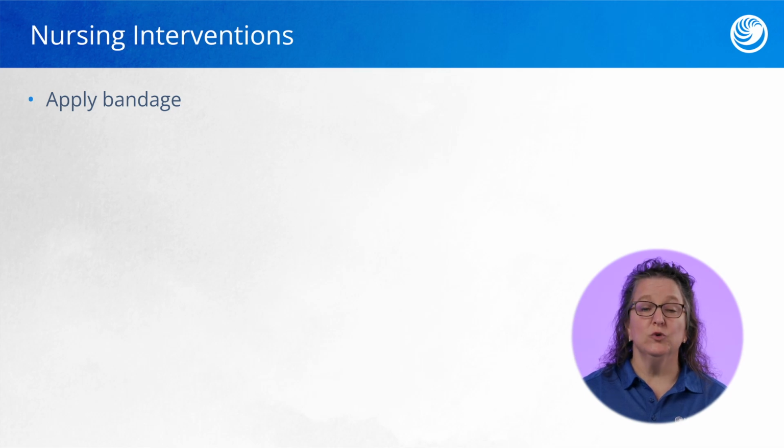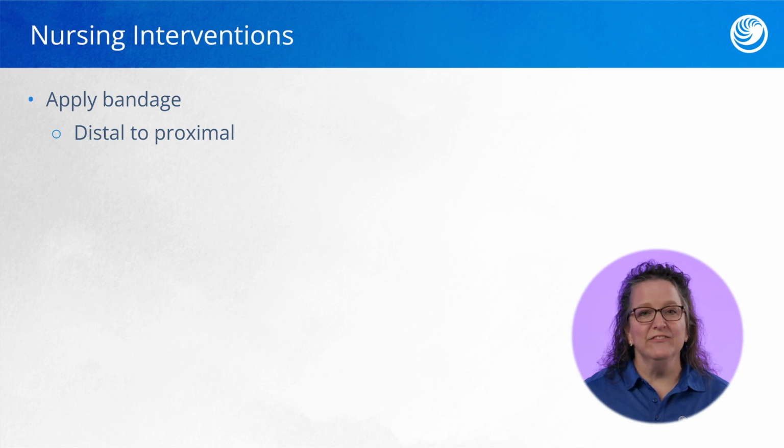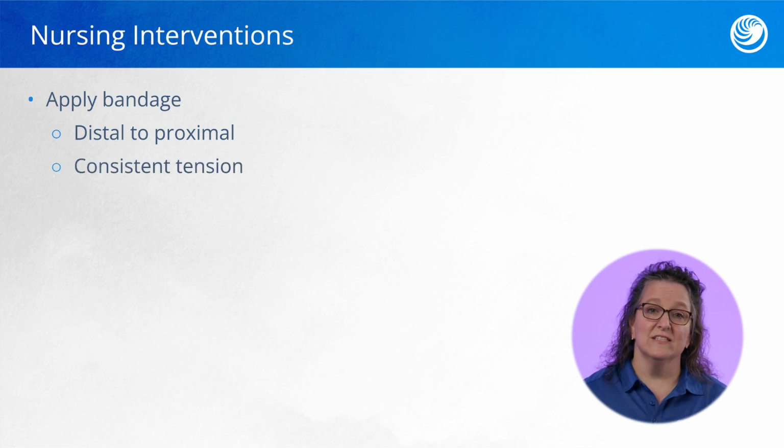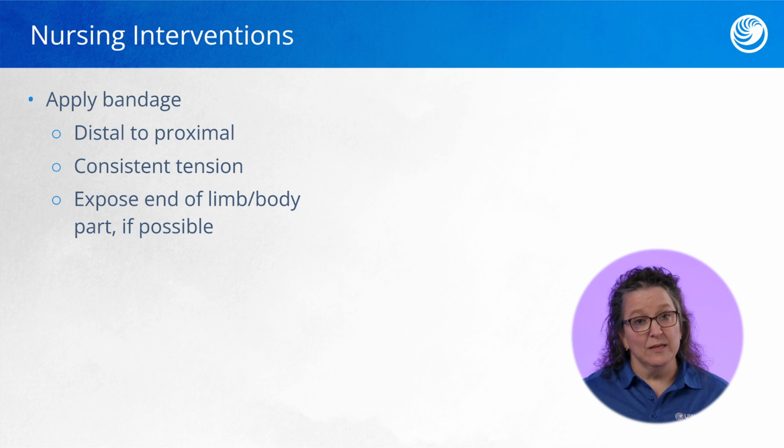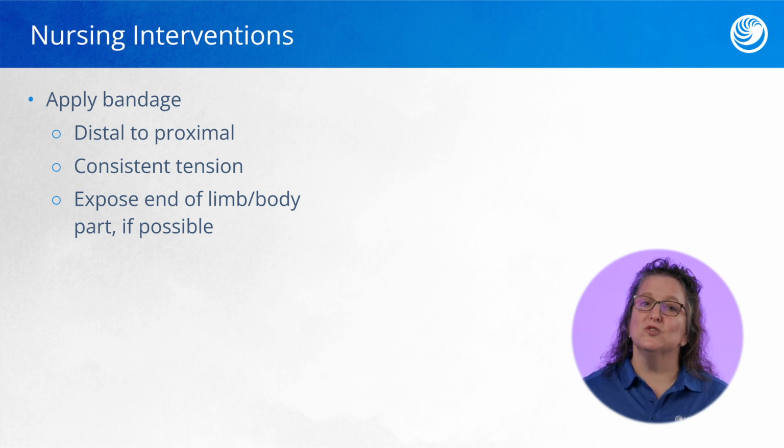Anytime we're changing or applying a bandage for a client is a great opportunity that we can teach the client, family, or caregivers the proper technique for applying bandages. Additional nursing interventions include how to apply the bandage. You're going to want to go distal to proximal, and then you want even distribution of tension along the entire bandage. If it's possible, you want to keep the distal end exposed so we can do our neurovascular checks.